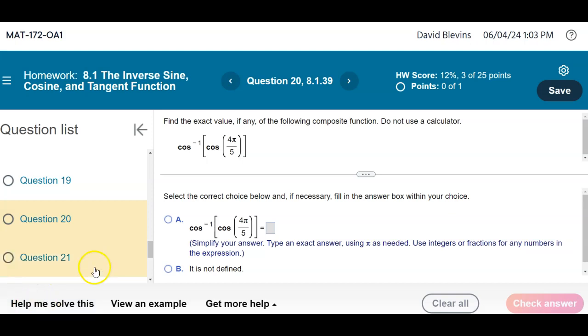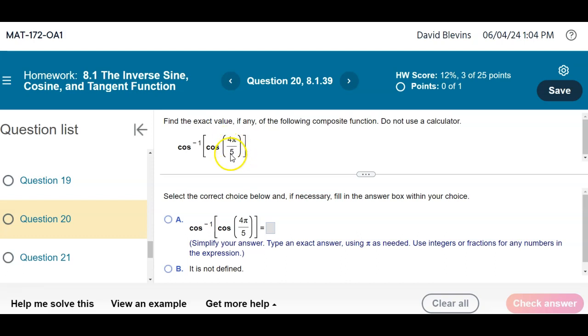Hey trig class, in this video we're going to look at composite inverse trig functions, meaning an inverse trig function with some other type of trig function on the inside. What often happens is if these are the same, inverse cosine and cosine, then they undo one another and we just get this angle back. But that's only if this angle is between 0 and pi.